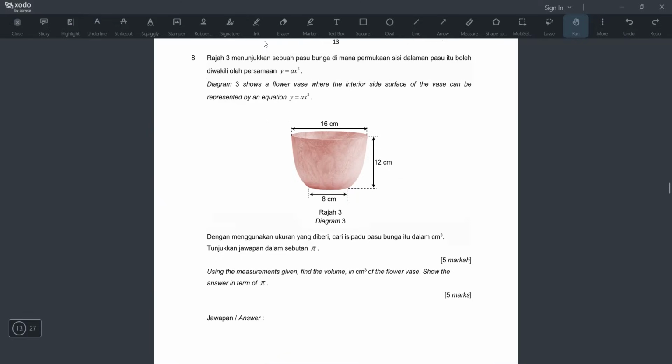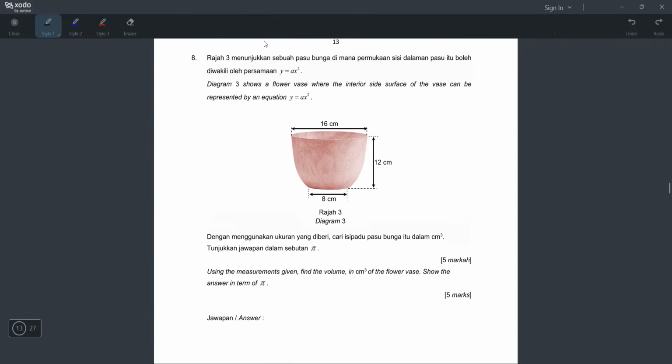Okay, let's continue with question number 8. I remember a lot of students struggle with this question. A lot of you WhatsApp me and ask me how to do this question. Okay, let's do it together. All right. Okay, number 8. Diagram 3 shows a flower vase. Vase. Actually, I'm not sure how to pronounce it. Okay, let's just call it vase.